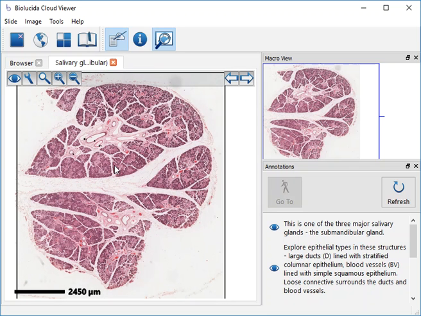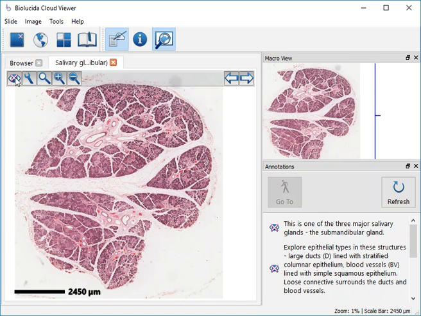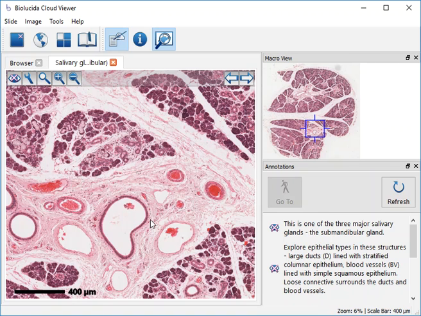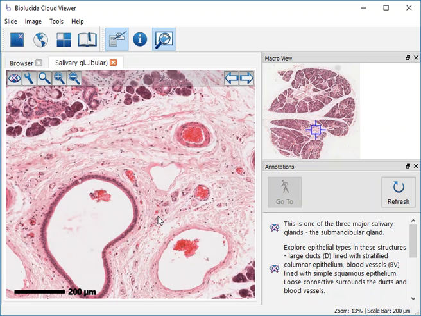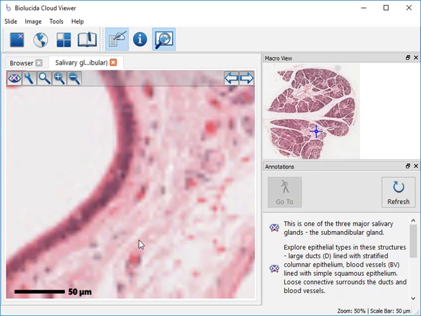As you look at the pattern here, you see the denser areas is the glandular epithelial tissue, and the lighter areas would contain ducts and larger ducts and blood vessels, all surrounded by loose connective tissue. So let's zoom in on the ducts first and get rid of the annotations here. And you see here we have a large duct surrounded by loose connective tissue.